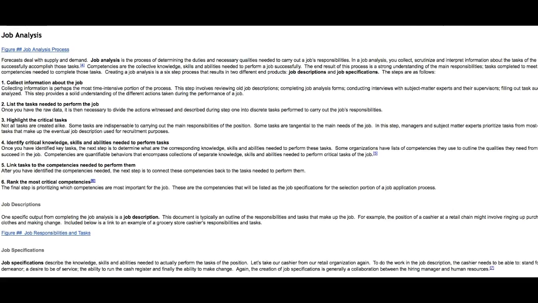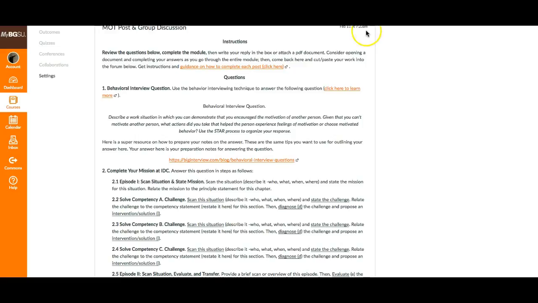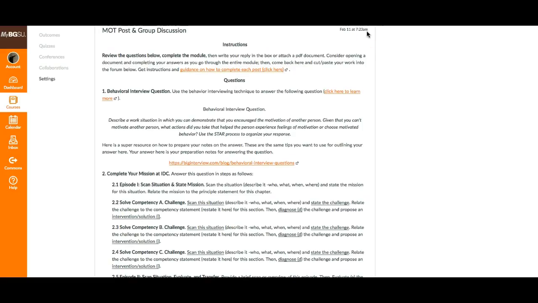Now I want to talk about the motivation module I just opened up this morning. Let's take a minute and look at that. Describe a work situation in which you can demonstrate that you encourage the motivation of another person. Notice it says, given that you can't motivate another person, in other words, that motivation has to come from within, all you can do is create the conditions for motivation.